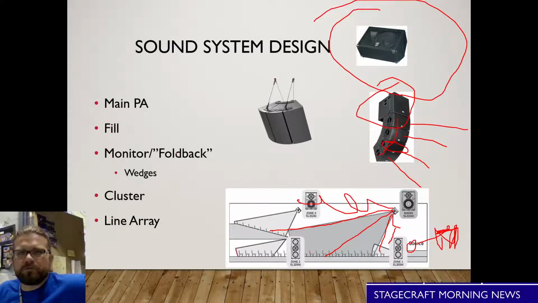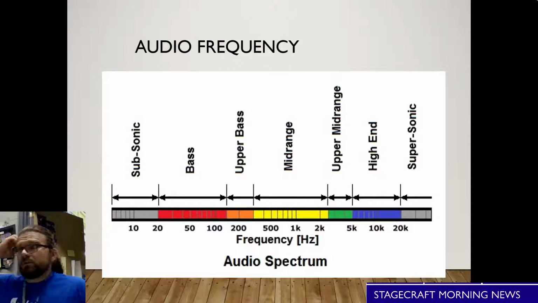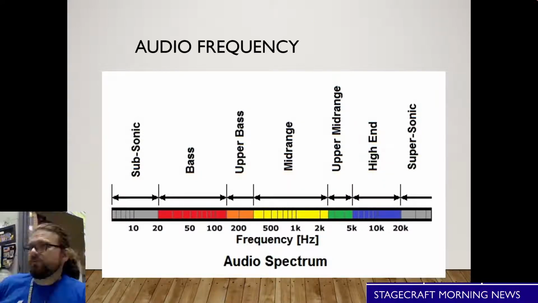It's sometimes called fold back or wedges because it looks like a little wedge. So those are different sound system designs you'll see. Audio frequencies are essentially what sounds low and what sounds high. This is about the range of human hearing. So you get down to about 20.